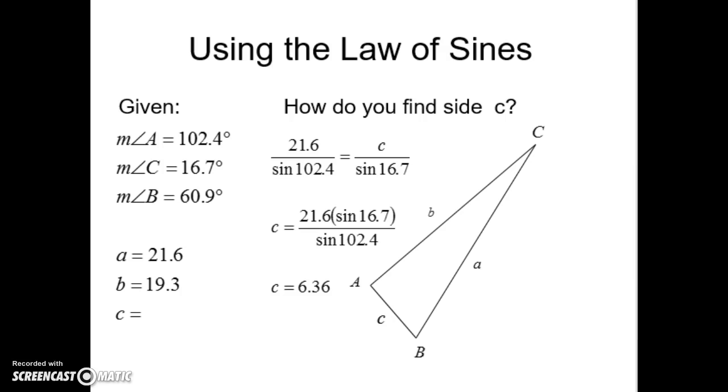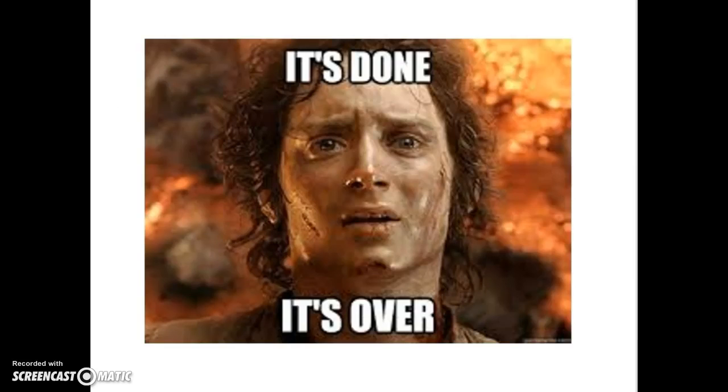So there we are. We're done. That's the law of sines. Pretty straightforward. You just need to know that those ratios equal each other, and you use that information with the given information that they give you, and then solve for the unknown that they're asking for.